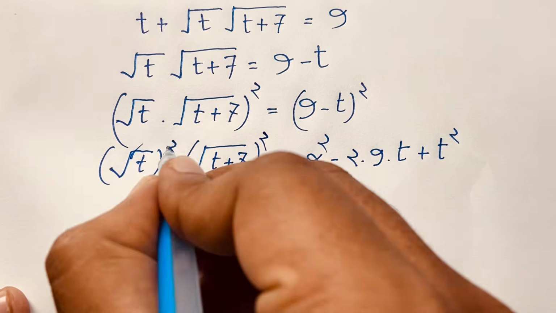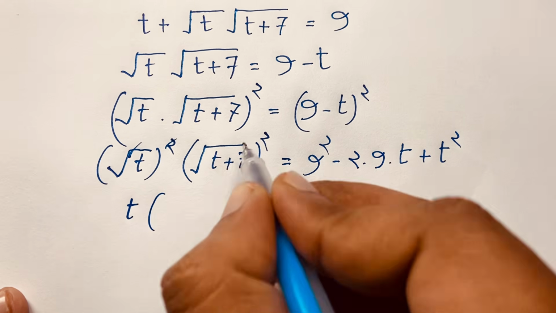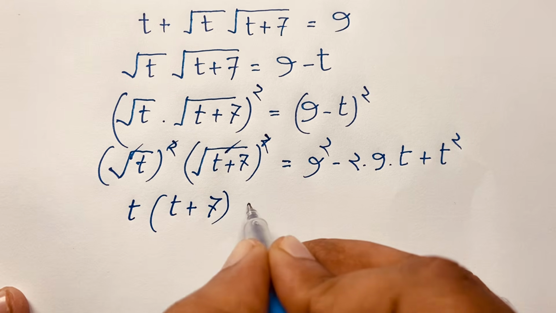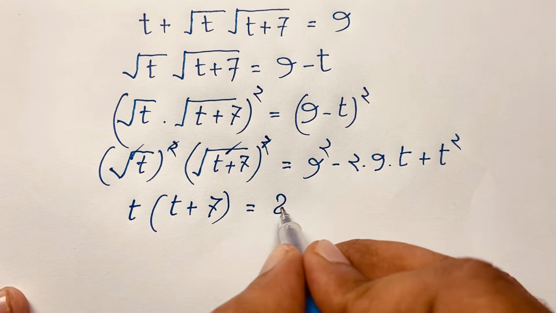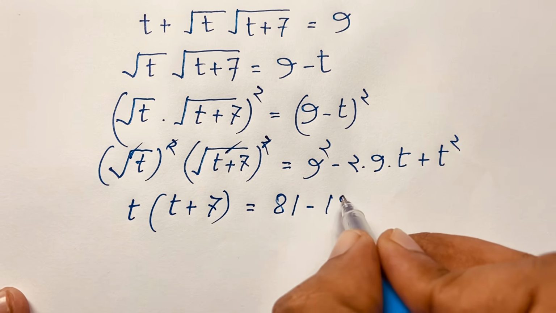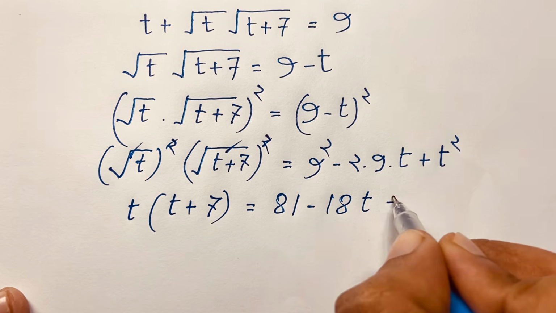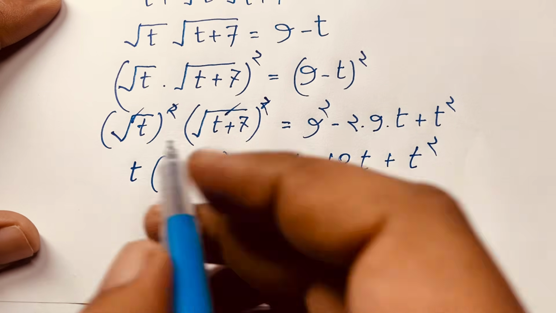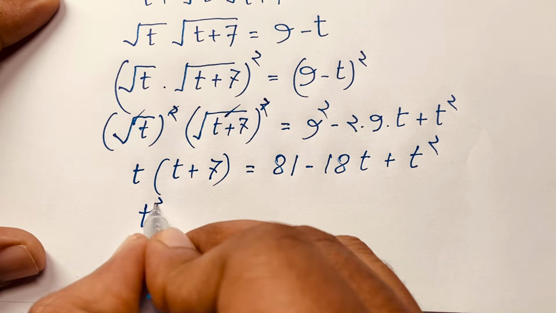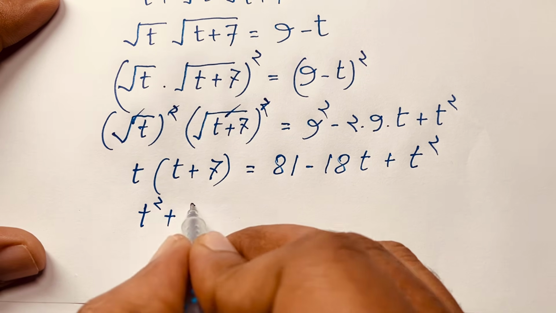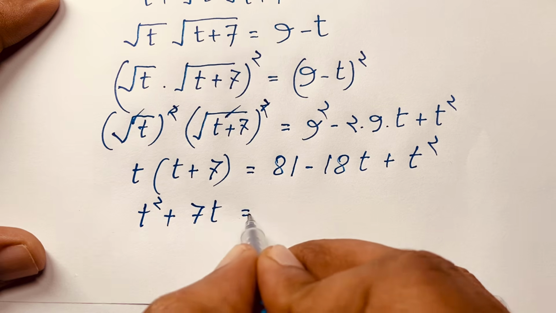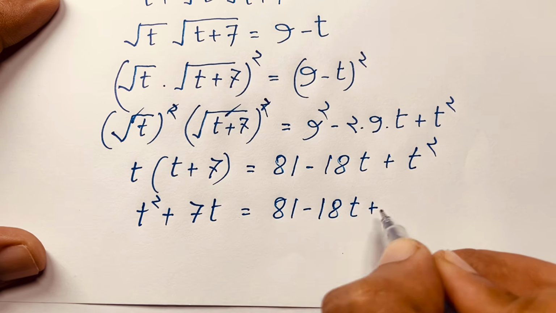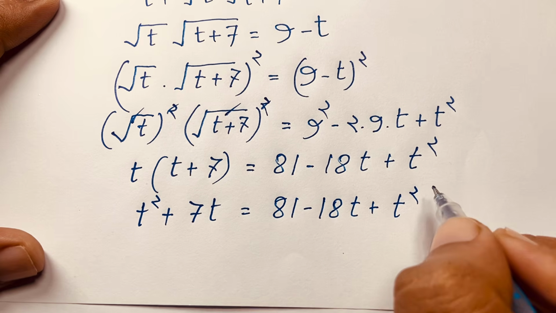Now the square root is cancelled. We'll find out it will be t. Square root is cancelled. This is t plus 7. And this is 9 squared. This is 81 minus 18t plus t to the power 2. Now this t times t is t to the power 2, plus t times 7 is 7t, is equal to 81 minus 18t plus t to the power 2.